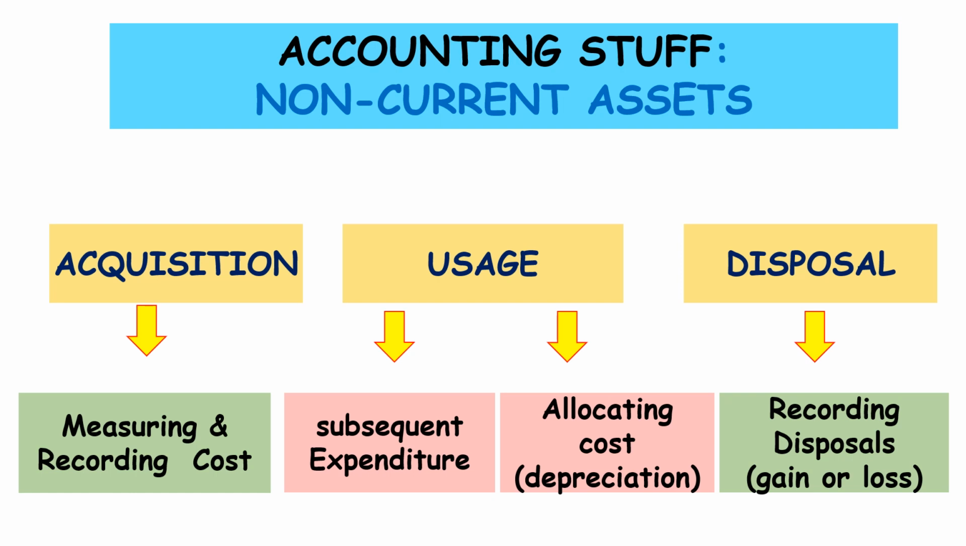So the accounting for non-current assets includes 3 things. What should we do at the acquisition? That is, we need to measure and record. When we put the asset into use and if we spend money on it more, that would be subsequent expenditure. And as we are using the asset, that will get depreciated. How to do the accounting for that. And finally, when we sell it, what would be the gain and loss on that.